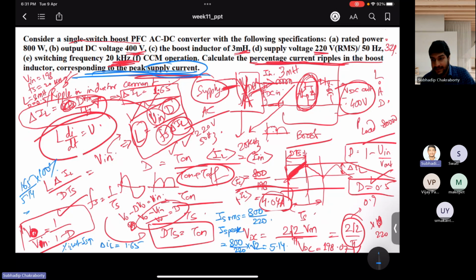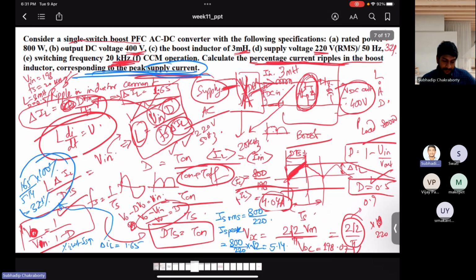If they ask with respect to the input current peak, whatever we calculated, then that will also be a different problem. But in this problem, they want you to calculate with respect to the supply current peak. If they tell you to calculate with respect to the input current peak, the answer would have been different. So those two are different. It is 32.1%, right? Okay, I hope this is clear.